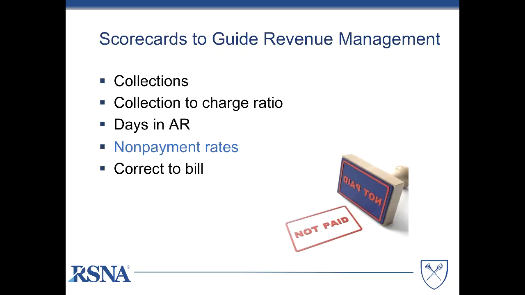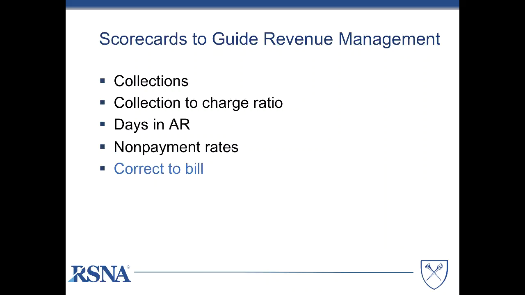And that's perhaps because you didn't get pre-certification, perhaps because the service wasn't covered, or perhaps because the patient was out of network. More too on how to interpret this metric in a little bit. And finally, before we get into examples, one that I really like and that we use in our practice here at Emory is the correct to bill ratio.